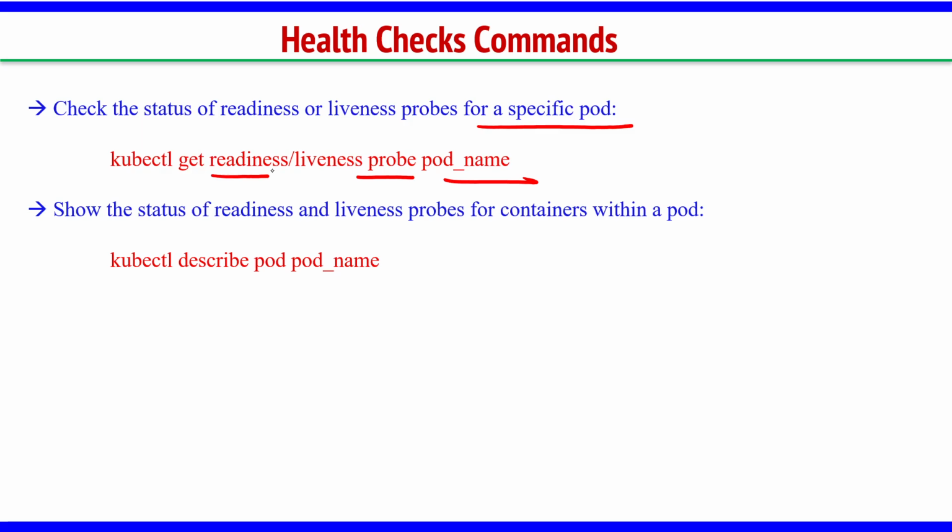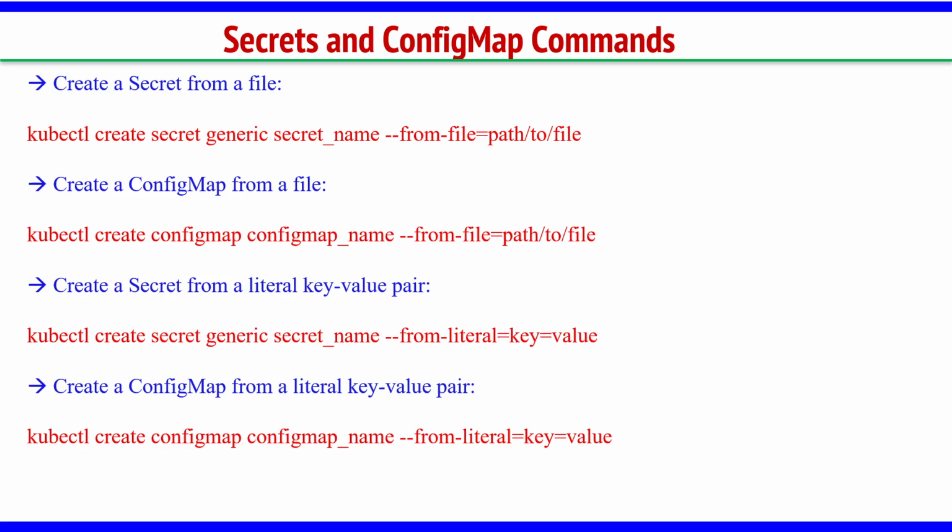Okay, and in the same way, if you want to know about a container within a pod, you just have to give kubectl describe pod name. Inside this describe about a pod, it will show the health of the containers. So overall, if you want to know about a pod, or the health of a particular container inside a pod, we have to just give kubectl describe pod name. Okay, so this will help us to know the health of the pods.